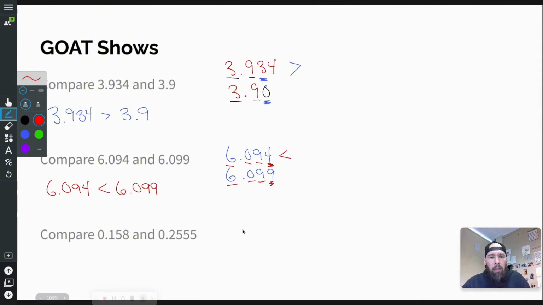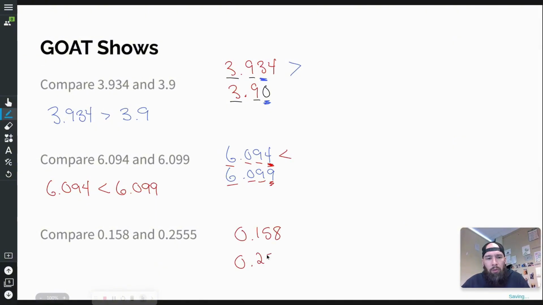All right, we got 0.158 versus 0.2555. We got zeros matching up. We've got nope. So these guys don't match up. 1 is less than 2. So 158 thousandths is going to be less than 2,555 ten thousandths. Very patriotic colors I did here. Lots of red and lots of blue on top of a lot of white.